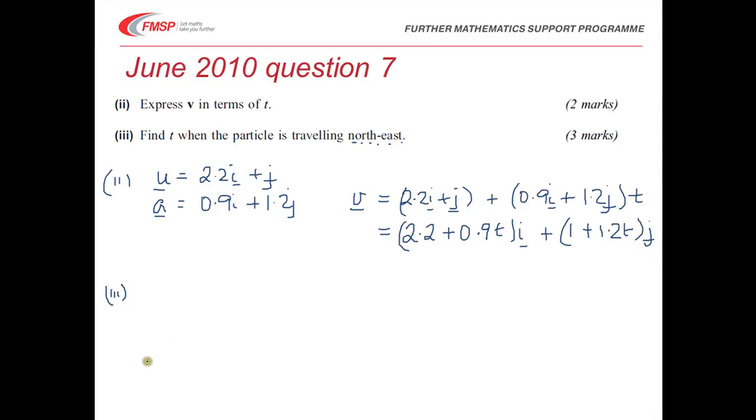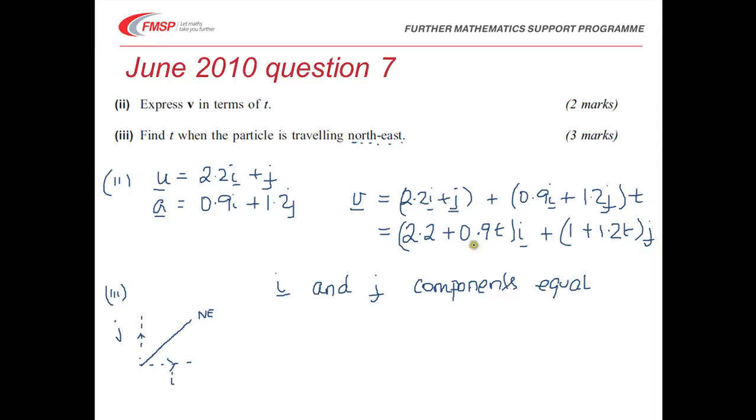The important thing about the third part is that you're travelling northeast. If you're travelling northeast, then think about what that means. It means the angle is 45 degrees with the horizontal. It's also 45 degrees with the vertical, which means your i components and your j components must be equal. That's the important part about this last bit of the question.